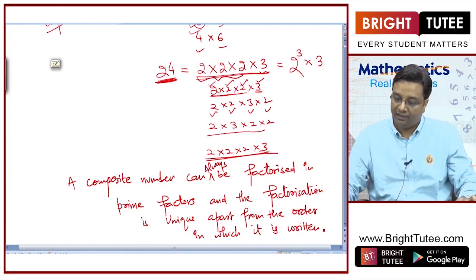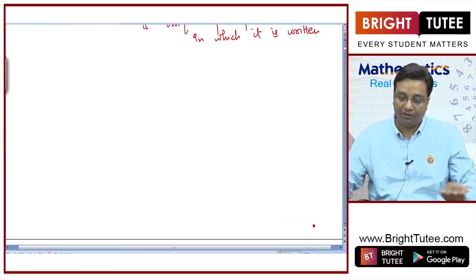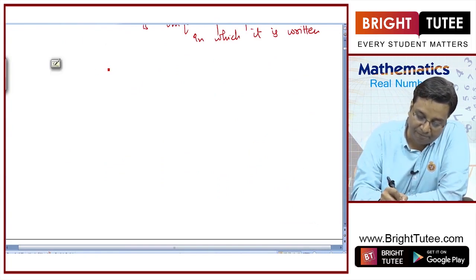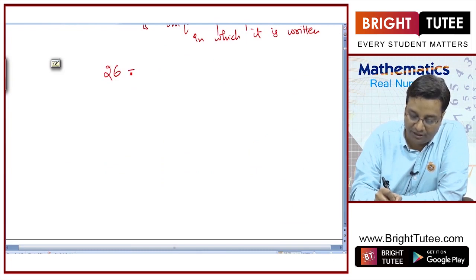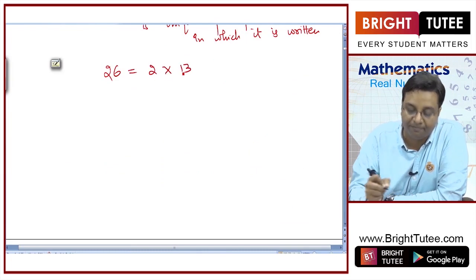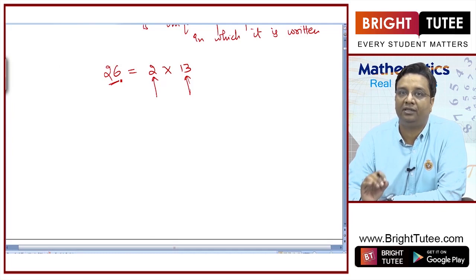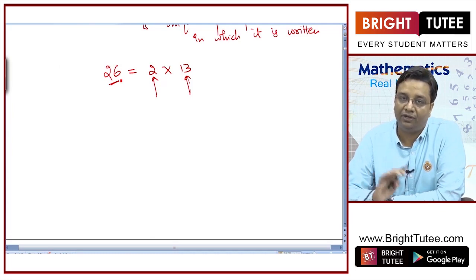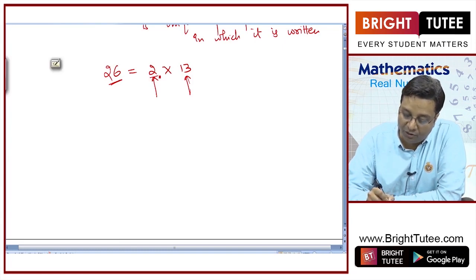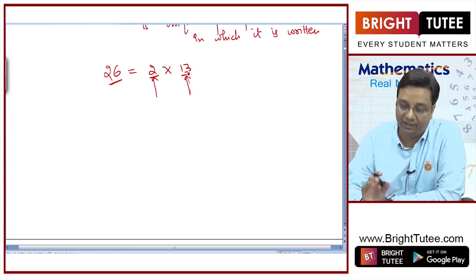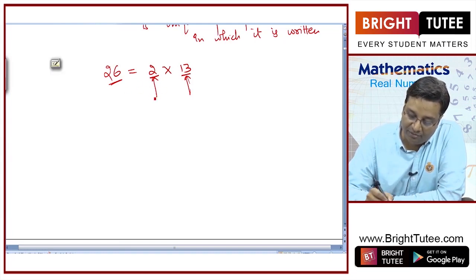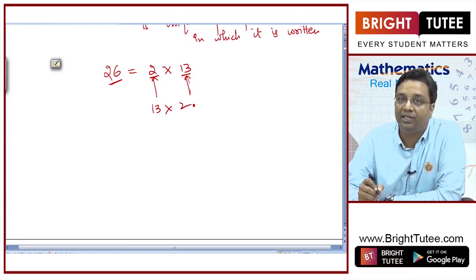Let us check some other composite numbers. Let us say we take 26. 26 can be factorized into 2 into 13. These are the only prime factors of 26. 1 and 26 are also factors of 26, that is a given thing. But if you talk about prime factors, 2 and 13 are the prime factors of 26, and this 26 can be written as 13 into 2 or 2 into 13.